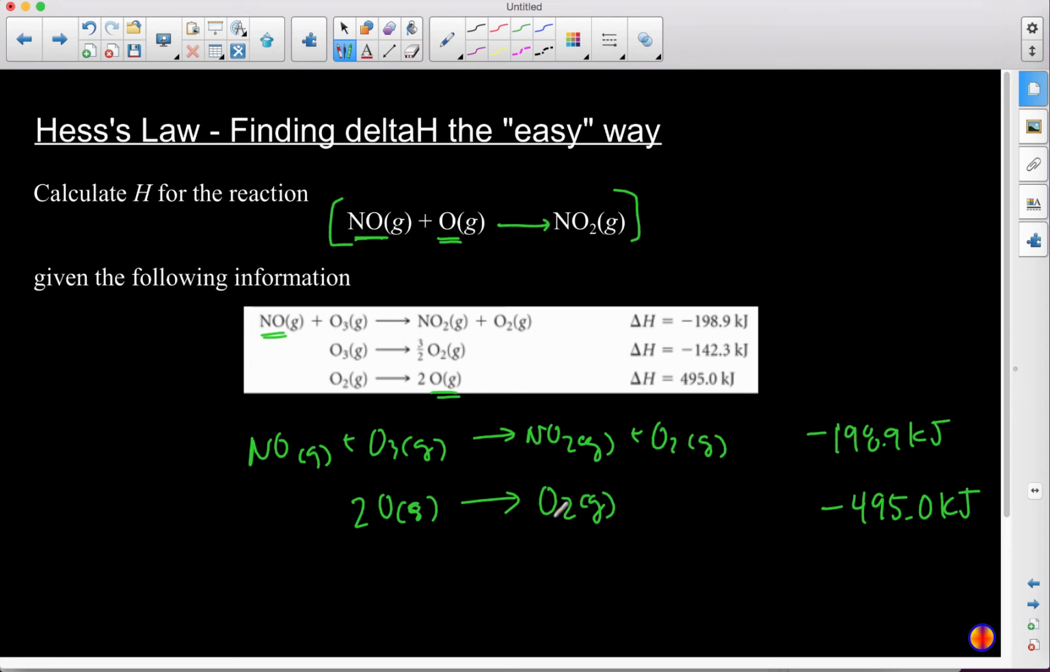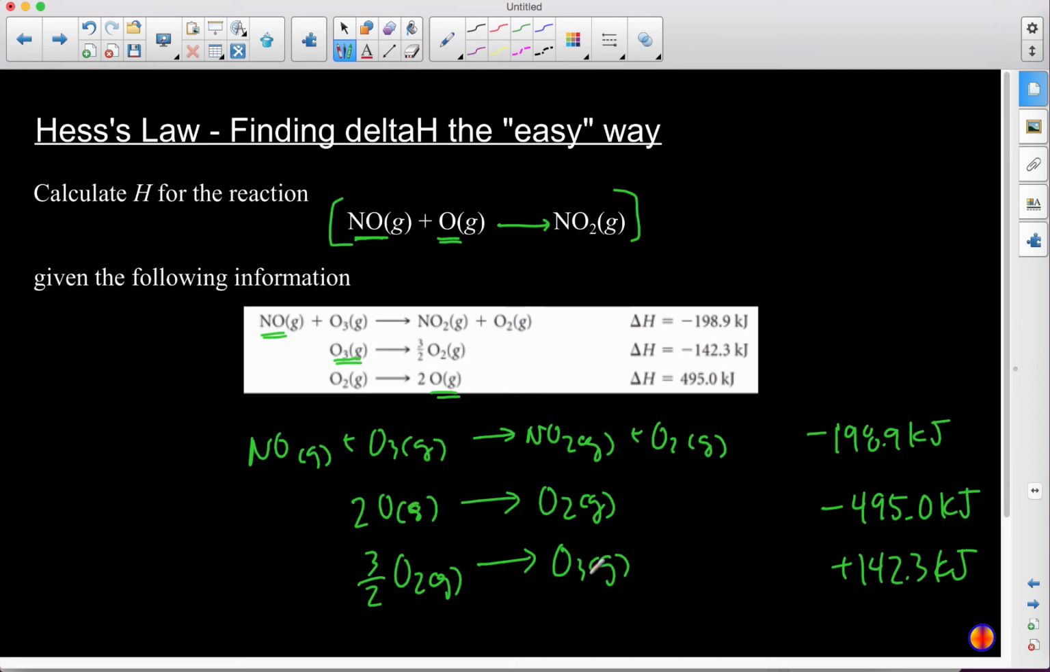Let's check in a minute. We have these over here, we also have this over here, and we have to make sure they cancel. So if we look over here, we have an O3, so O3 gas, 3 halves O2 gas, and since we flipped this one also, we're going to have to flip this, which means positive 142.3 kilojoules, okay? So if we look, we have NO and O and NO2.